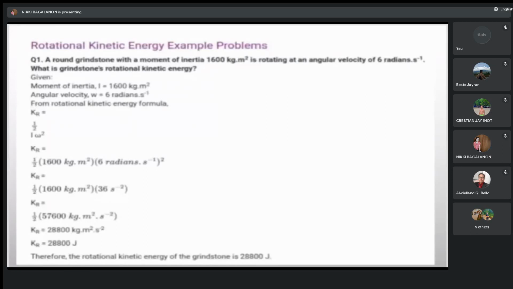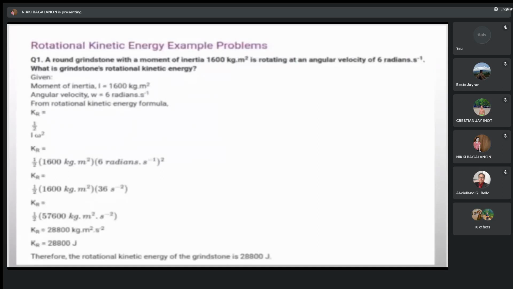So you might be asking why it became 36 seconds raised to the power of negative 2, since the formula above is saying to square the 6 radians. So 6 radians squared is 36. So that's why Kr is equal to 1 half times 57,600 kilogram meter squared per second times second raised to the power of negative 2.